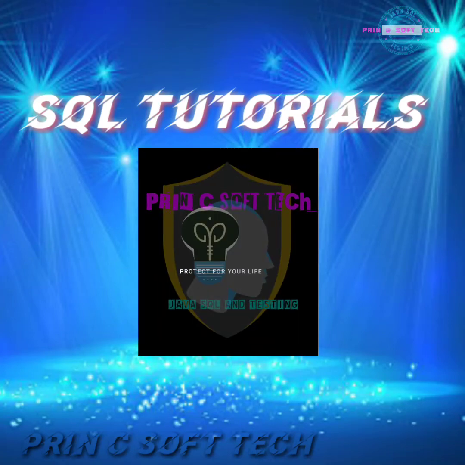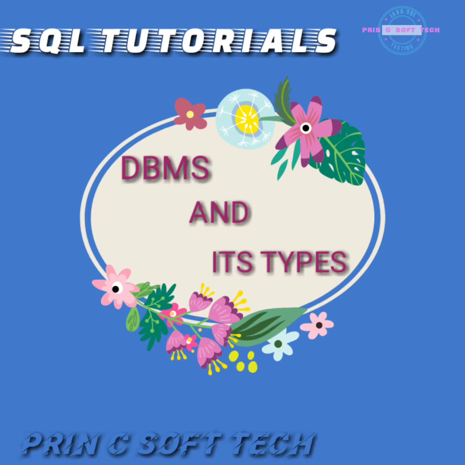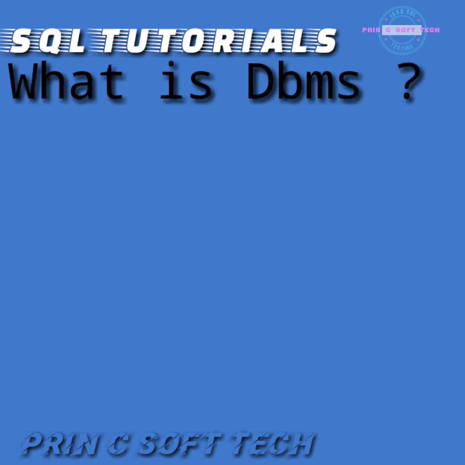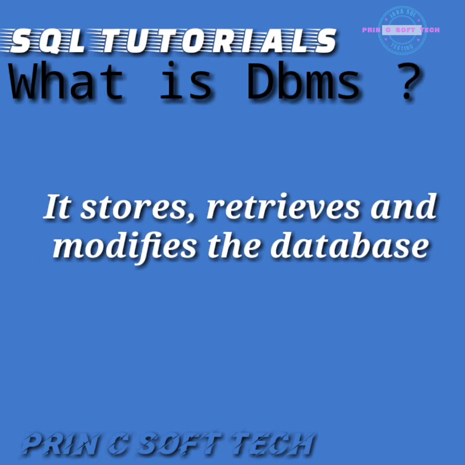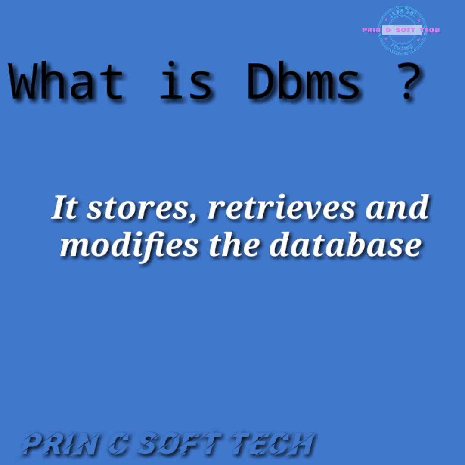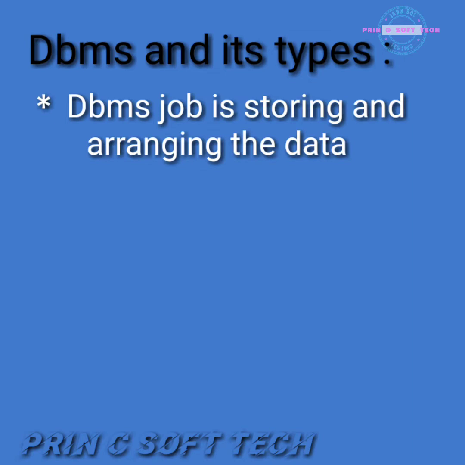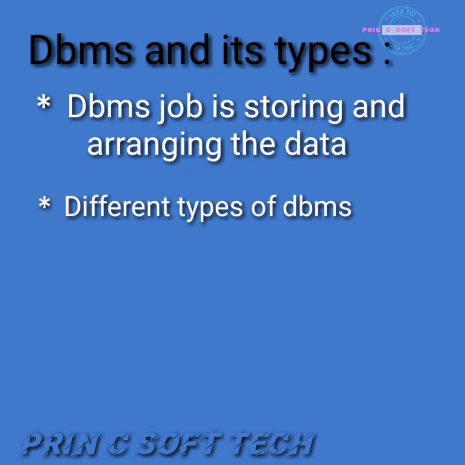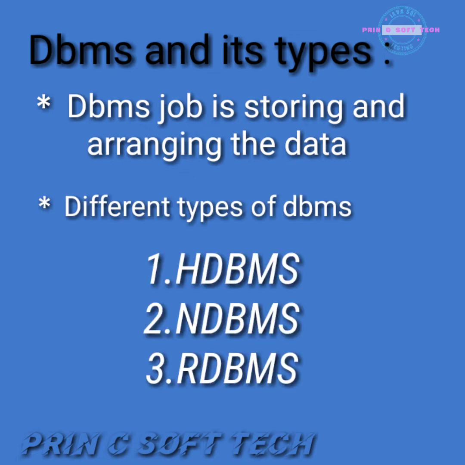This is Lakshmi Saraja. I will explain to you about DBMS and its types. What is DBMS? It is a program that stores, retrieves and modifies the data in the database on request. One of the jobs of DBMS is not only storing the data but also arranging the data. We have different types of DBMS. They are HDBMS, NDBMS, RDBMS.